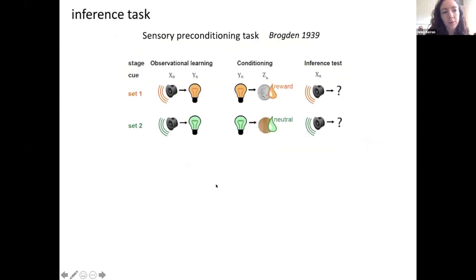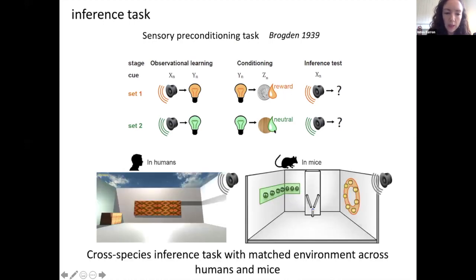Okay, so the task I'm going to show you, as I already outlined, is based on a sensory preconditioning task, and I've replaced A, B, and C with X, Y, and Z. So we've got auditory cues paired with visual cues, X with Y, then we've got visual cues paired with an outcome, Y with Z, and then in the inference test, we're presenting X and assessing whether the subjects can infer Z. And we've got two sets of cues, the orange set that includes a reward and a green set that includes a neutral outcome. And we conducted the study in both humans and in mice.